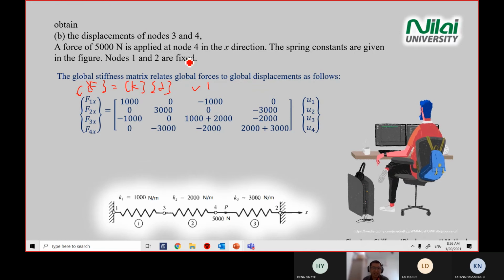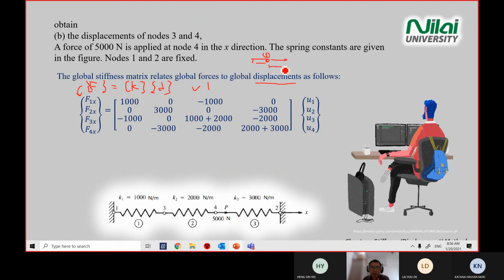So displacement, the word you see on the screen here, is the English word that I keep using. Displacement is the change of location. If you pull point number 1, this point is going to move. This is the displacement. In the stiffness matrix, D represents displacement. In the x direction, we use U to represent the displacement. Do you understand, Lai?